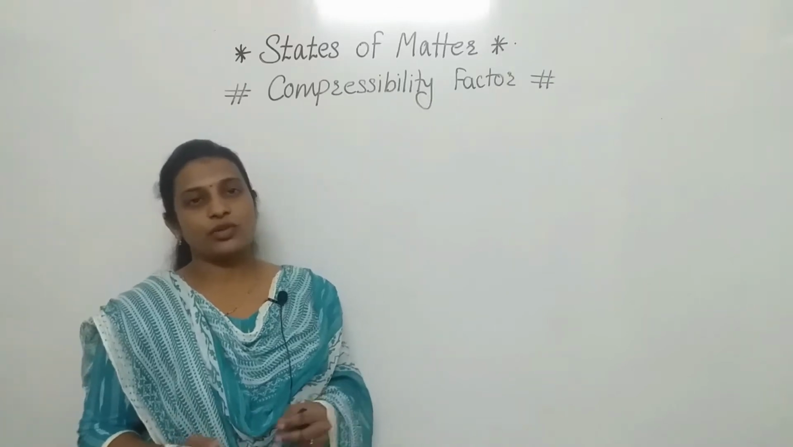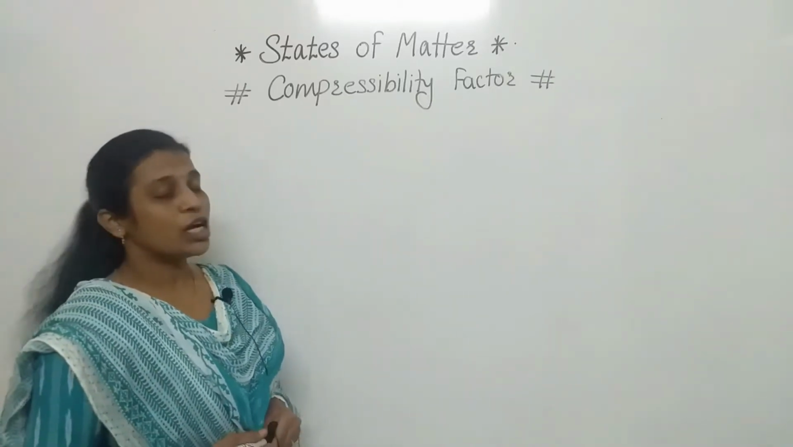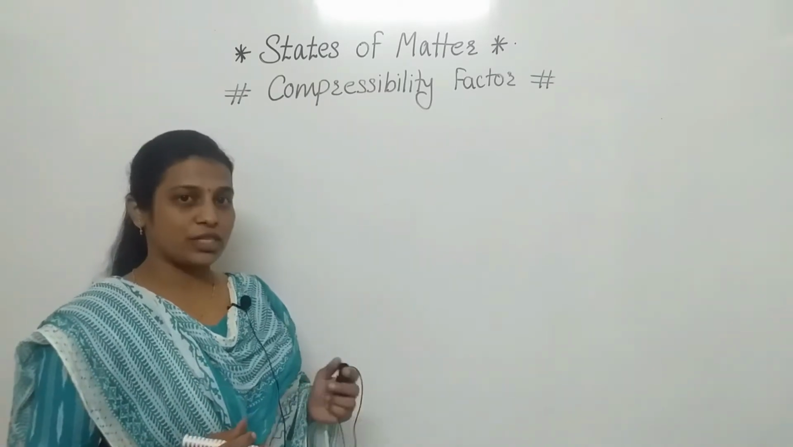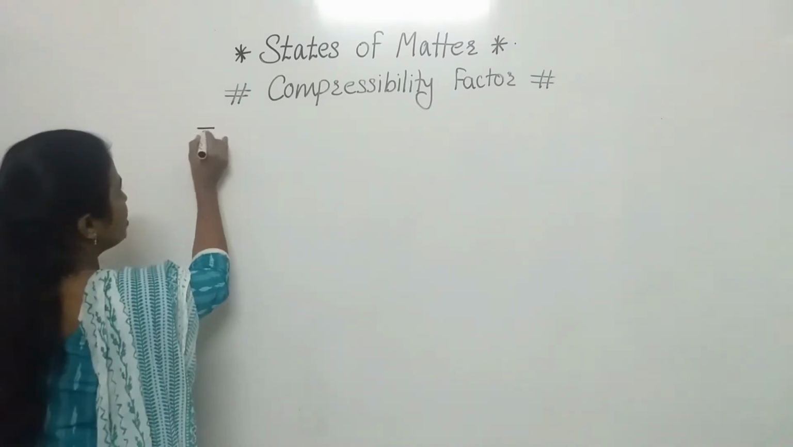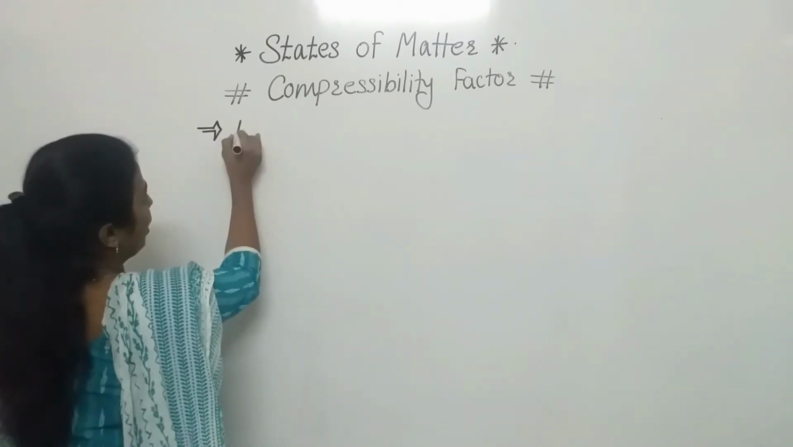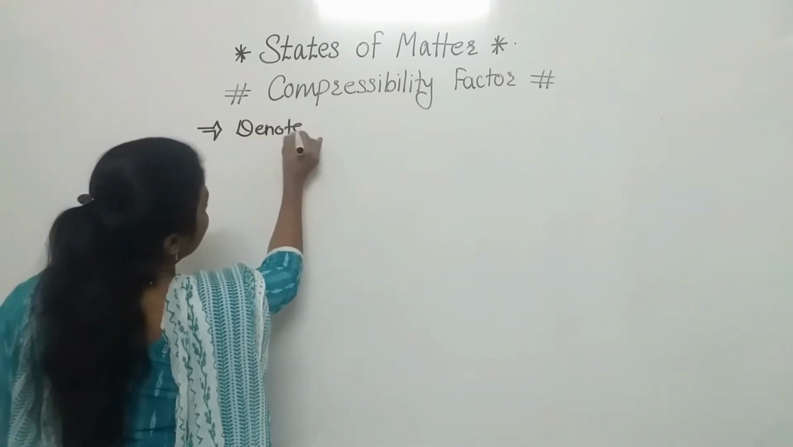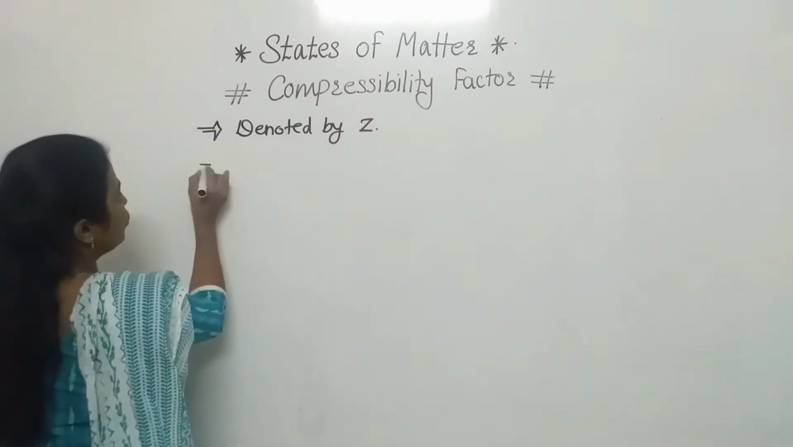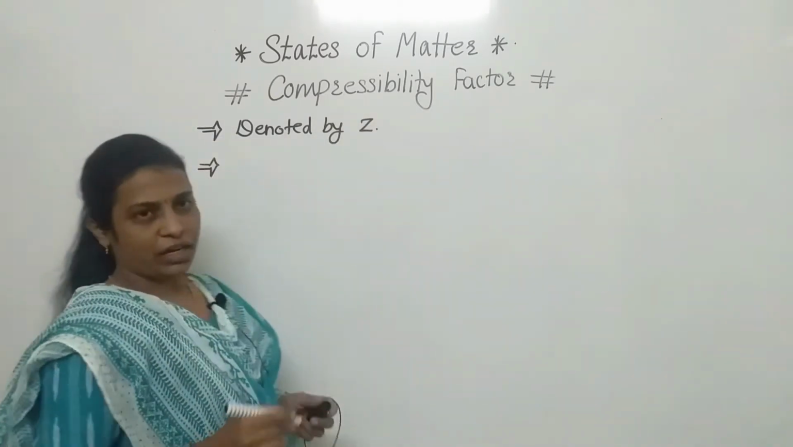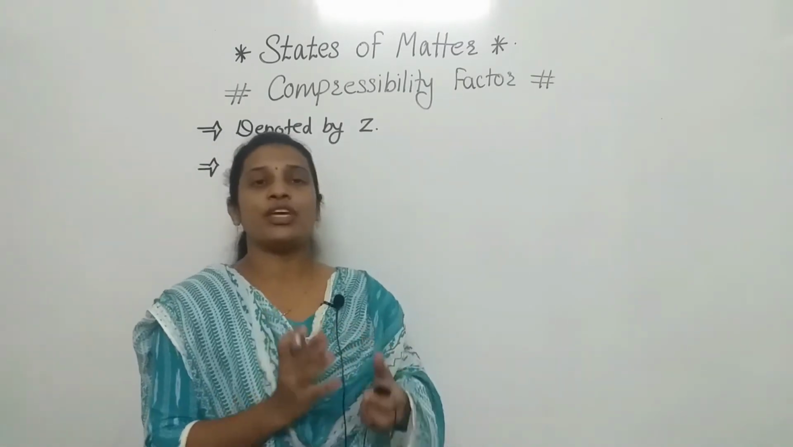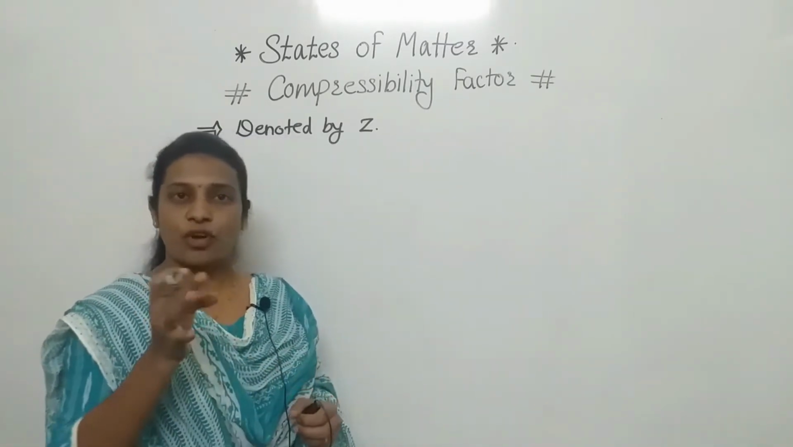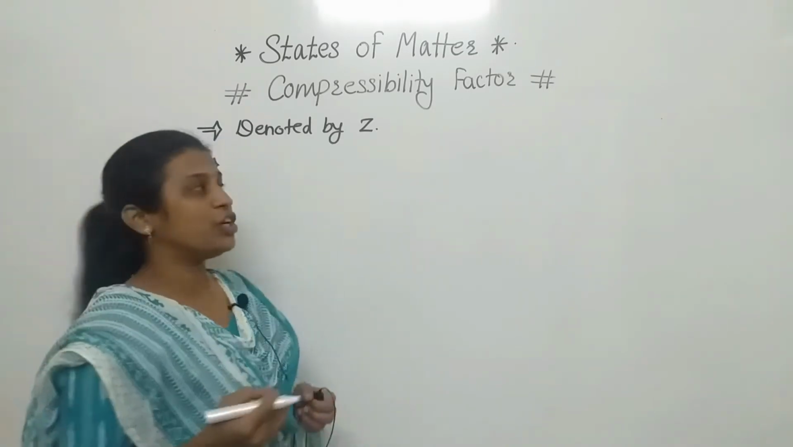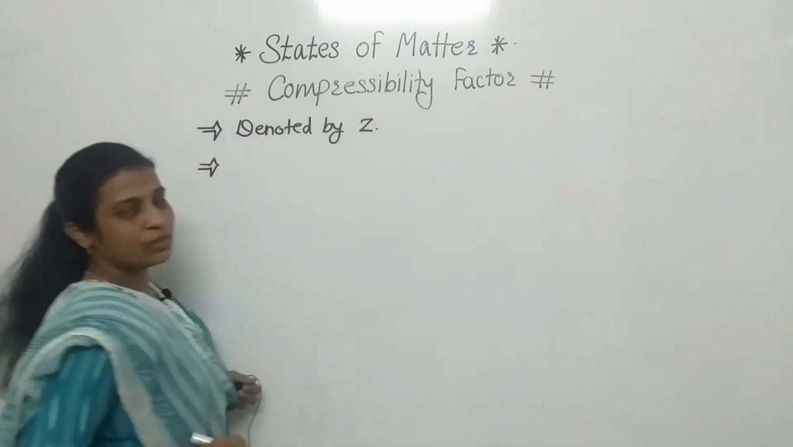In states of matter, today we are going to start one point, that is the compressibility factor. What is that compressibility factor? That we are going to discuss here. Firstly, the compressibility factor is denoted by the symbol Z. Real gases show deviation from the ideal behavior, and that deviation is measured in terms of the compressibility factor.